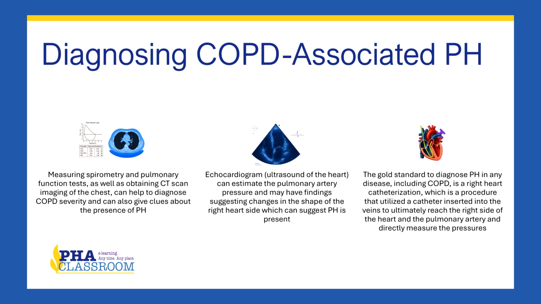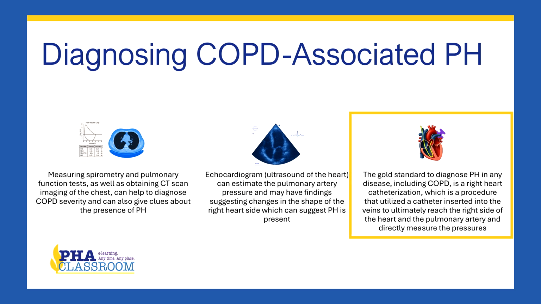How is COPD-associated pulmonary hypertension diagnosed? Your doctor may order a variety of tests, including spirometry and pulmonary function tests, as well as a CT scan of your chest to help diagnose COPD and evaluate the severity of your disease. An echocardiogram or an ultrasound of your heart is the best way to estimate the pulmonary pressures in your pulmonary vessels, so your doctor may also order an echocardiogram.